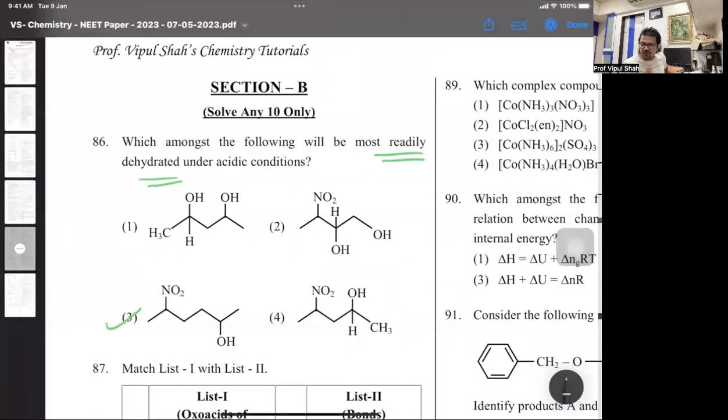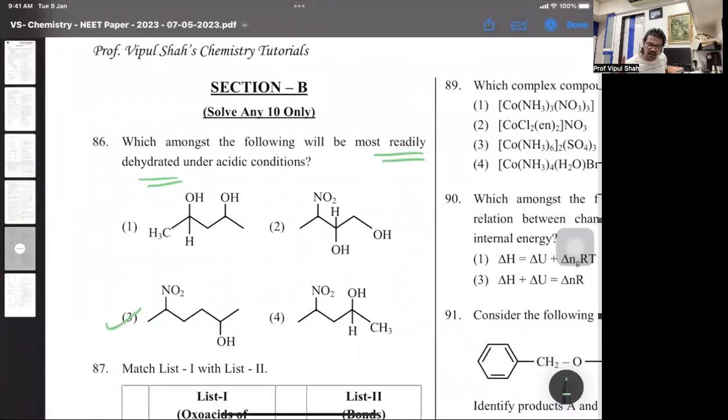Now out of the third and the fourth one, why is the third one preferred? Because there's a gap between the NO2 and the OH. The more the gap between the NO2 and the OH, there are alkyl groups which will show plus effect, which will enhance the stability of the intermediate carbocation. In the last one, the branching is more, due to which the distance between the OH and the NO2 is also less. Hence, the stability of the intermediate carbocation will also be less because NO2 shows minus effect.